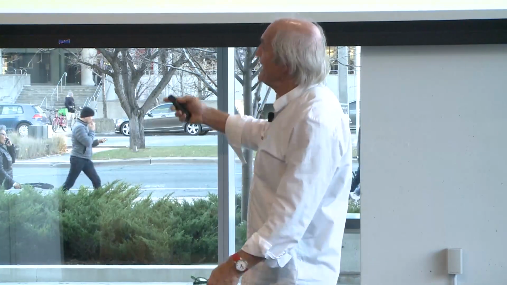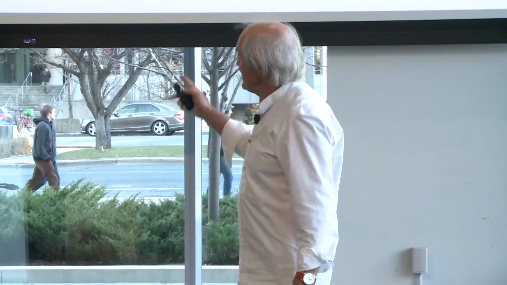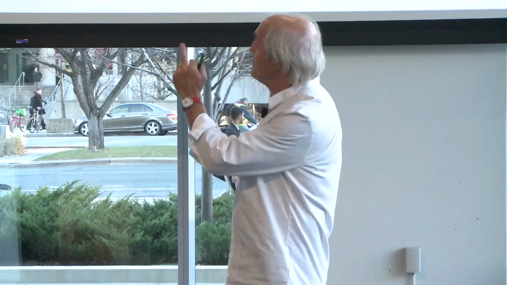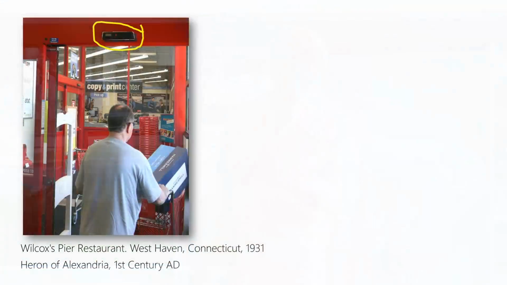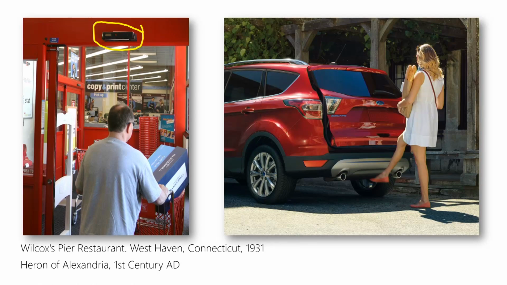And the first one was done in 1931 in North America. This is the kind of thing where you get detailed, so you've done your research. Wilcox Pier Restaurant, West Haven, Connecticut, 1931, first automated door in North America. But if you really do your research, go to Heron of Alexandria in the 1st century AD. He built one too. It was water operated, which is really weird too. So go figure. I'll leave that to you to figure out.